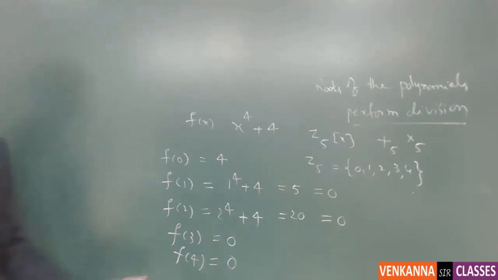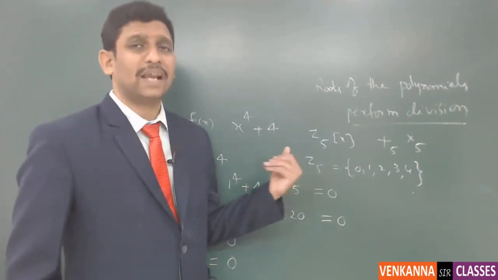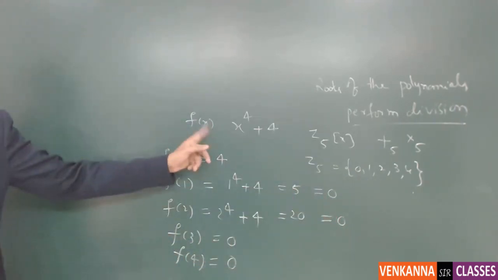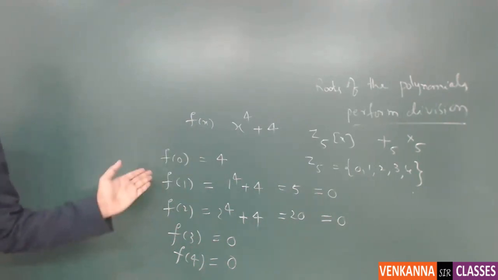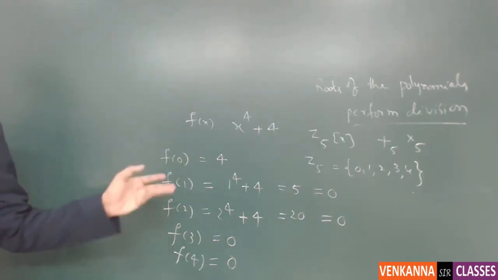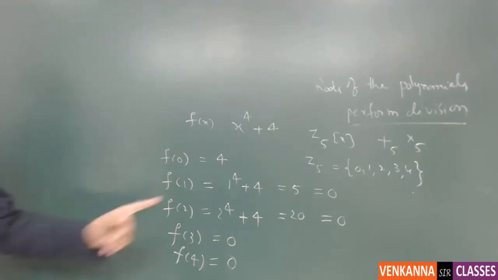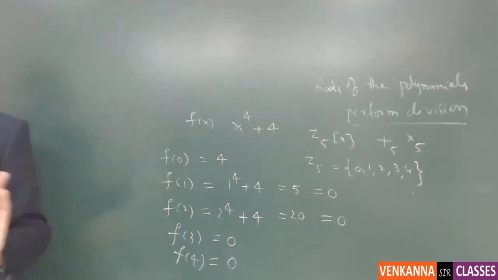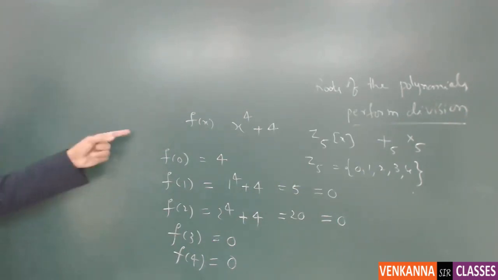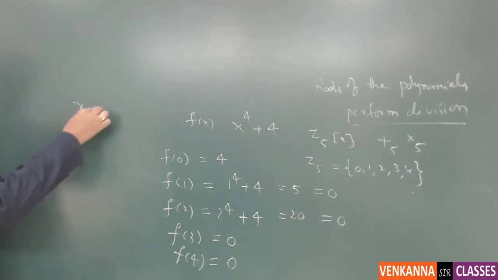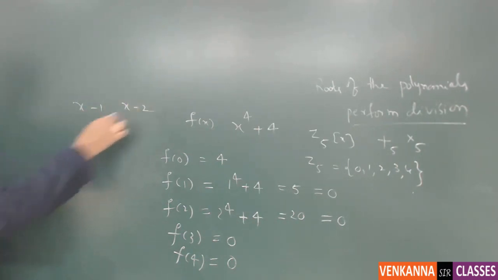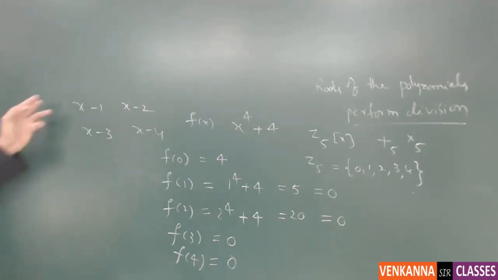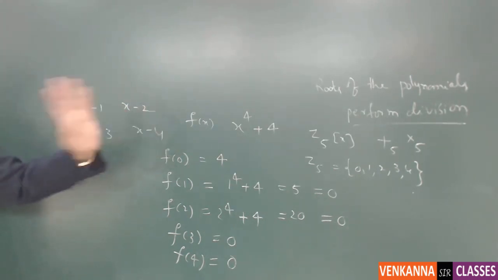Now, apart from this Z5, if you take the regular numbers, we cannot say that 1, 2, 3, 4 are roots of the polynomial f of x, because you will never get 0. You will get a positive integer as an output. But if the operation is changed, then these will become the roots of the polynomial f of x. And if you start writing factors, x minus 1 is a factor, x minus 2 is a factor, x minus 3 another factor, x minus 4 another factor. Multiplying all these together, you will get f of x as well.